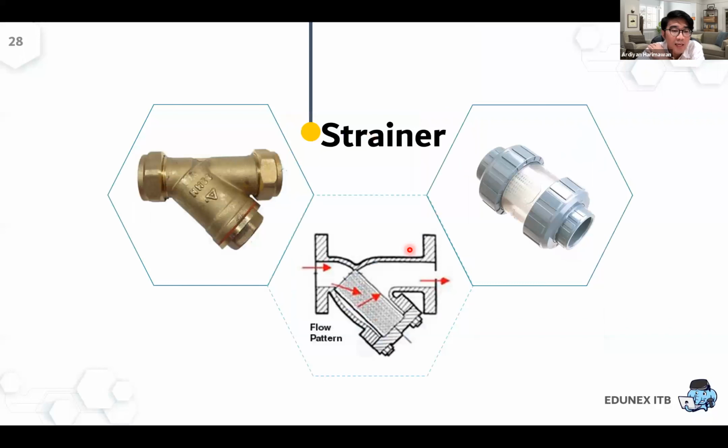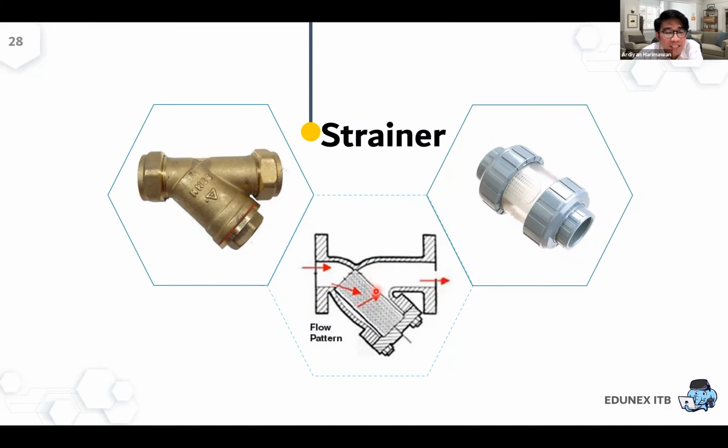Or maybe you might need to install a strainer. Do you know the strainer? What is the function of a strainer? Anyone want to guess? It's saringan, right, sir? Yes, it's a filter.